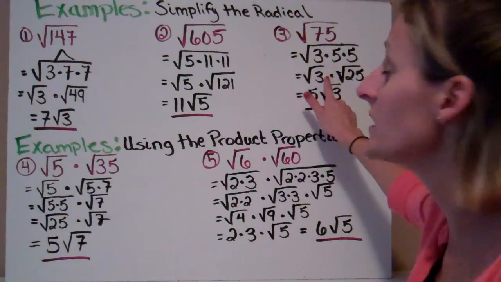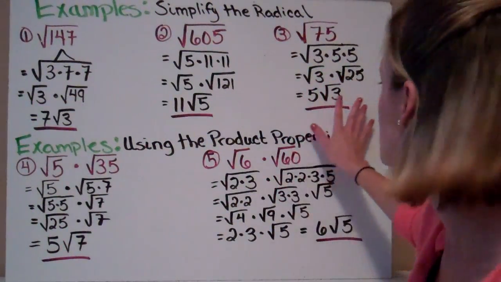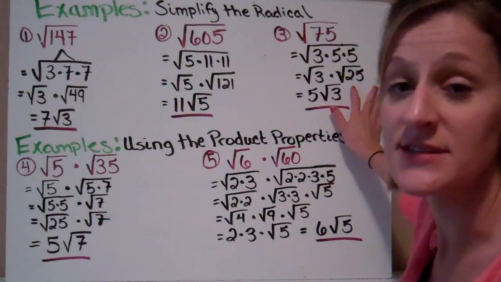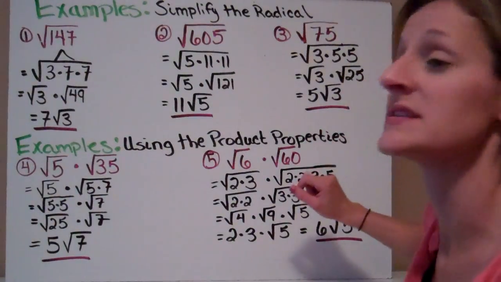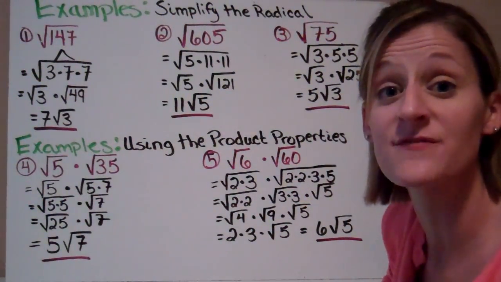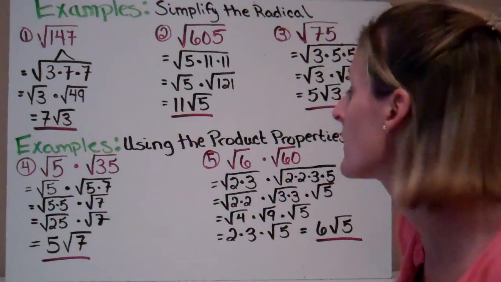Now the square root of 3 is not a perfect square root, so I leave it as the square root of 3. The square root of 25 is a perfect square, so I take that, that's 5, and I put it on the outside of the radical sign. So my answer is 5 times the square root of 3.